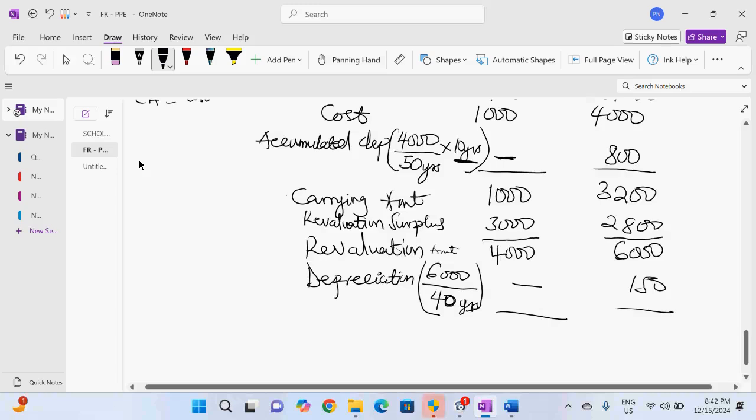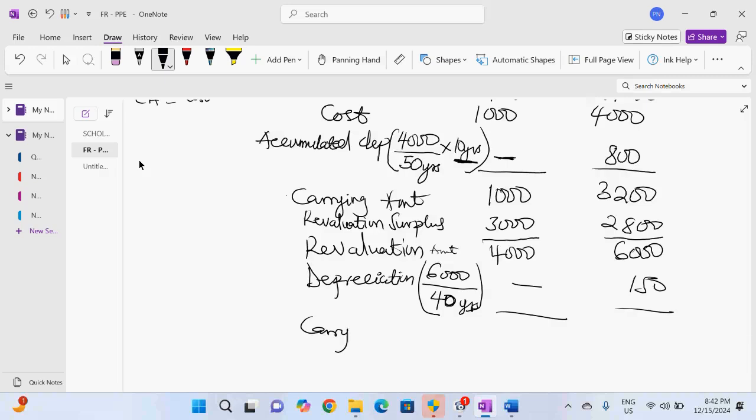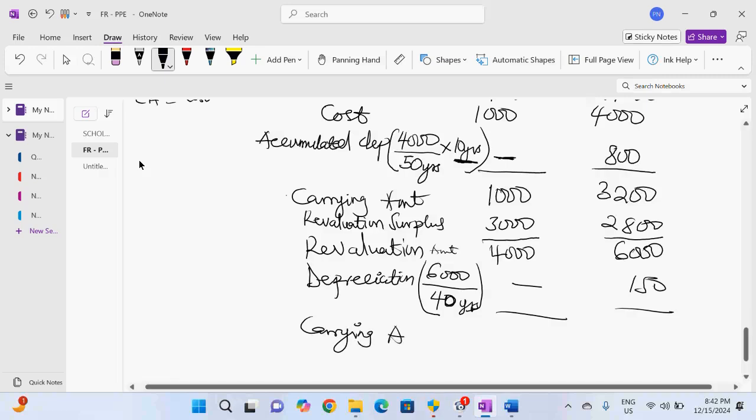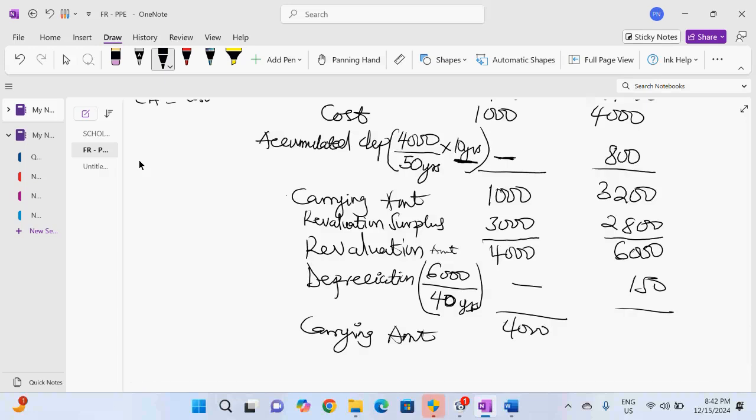So what do we have as our carrying amount? The land carrying amount will still be 4,000 in the books. And the building will be what? 5,850. Yes, 5,850. So this is the carrying amount.